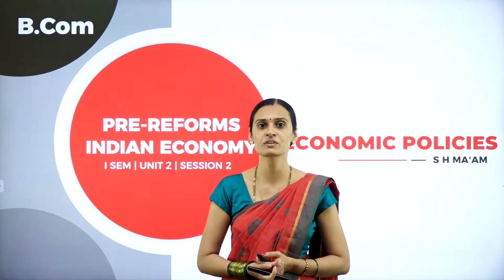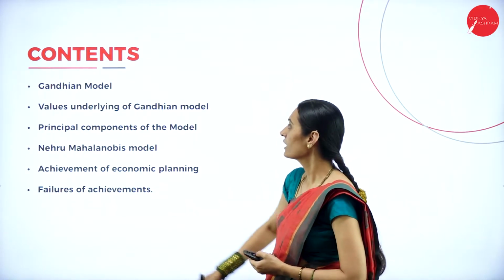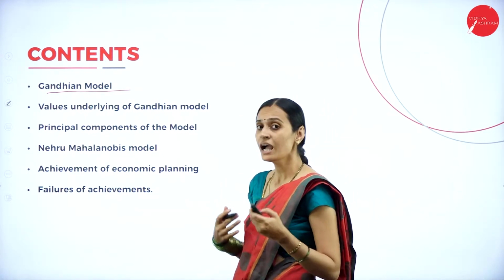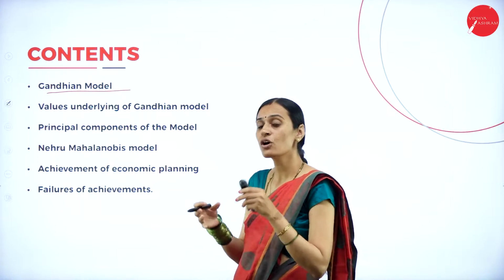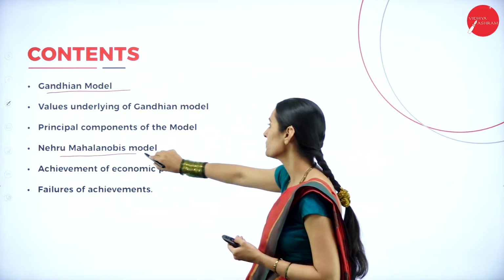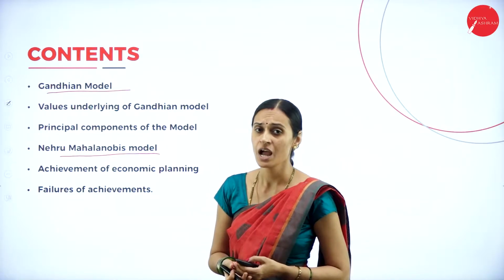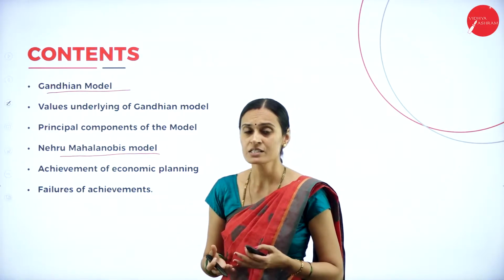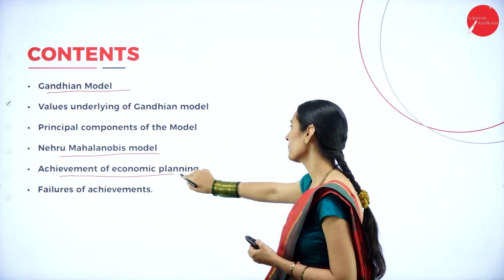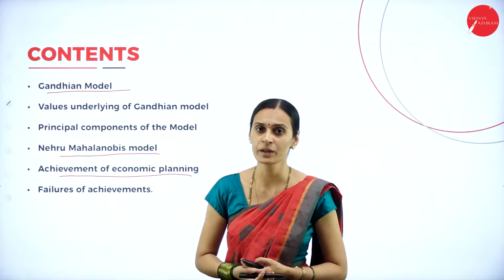Let us start the session with a discussion of the content. What are the different contents we are going to discuss here? The Gandhian model, the different values of the Gandhian model and its principles, a thought focusing on improving the rural sectors. And the Nehru and Mahalanobis models regarding the industrial development of our country, which they started to implement during the period of the second five-year plan. And next, the achievements of economic planning and the failures of economic planning. Let us discuss one by one.